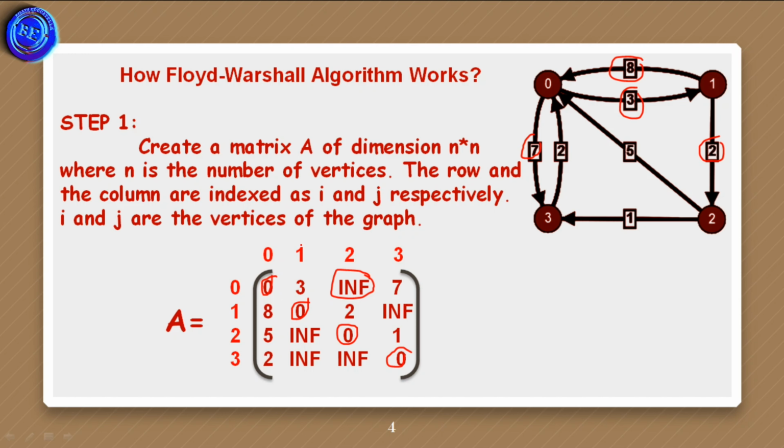Similarly, from 2 to 0 we have a direct edge, its value is 5, and from 2 to 3 its value is 1. Here you can see that. And from 2 to 1 there is no direct edge, so I represented it as infinity. Similarly you can see the remaining edge values. In the next step I will explain how this Floyd-Warshall algorithm works.